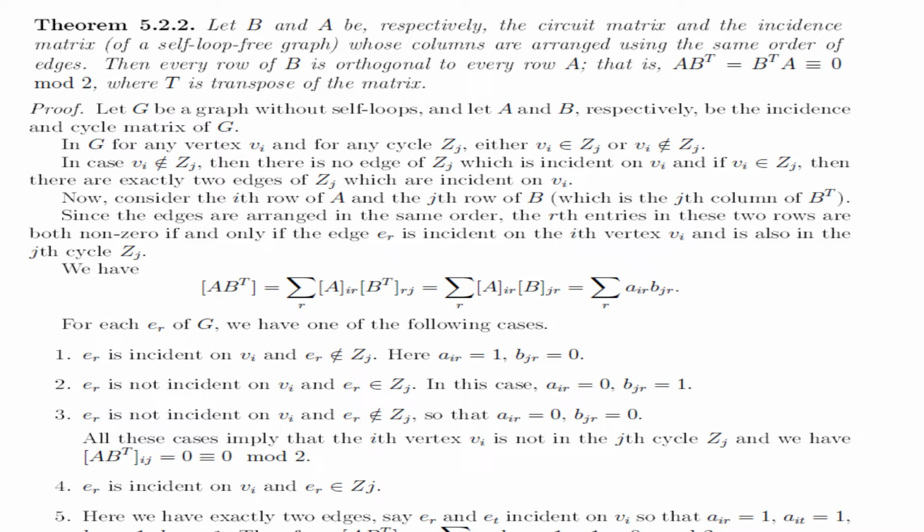Fourth case: Er is incident on Vi and Er does belong to Zj. Fifth case: here we have exactly two edges Er and Et incident on Vi, so that A_ir is equal to 1 and A_it is equal to 1.